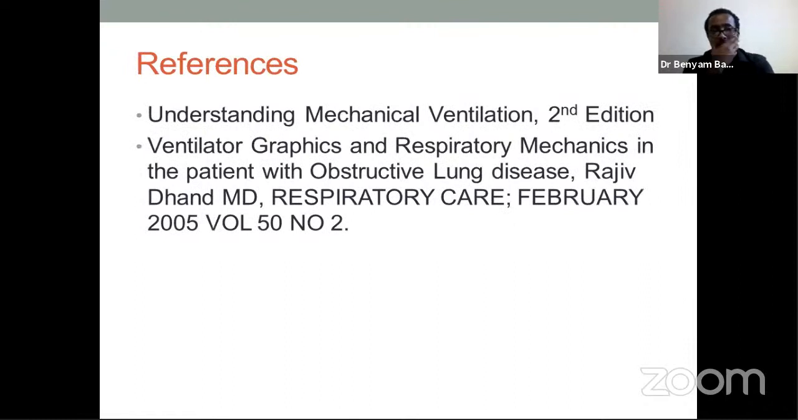And these were my references: Understanding Mechanical Ventilators, second edition, and Ventilator Graphics and Respiratory Mechanics in the Patient with Respiratory Lung Disease from the Respiratory Care Clinics Journal, February 2005, volume 15, number 2.